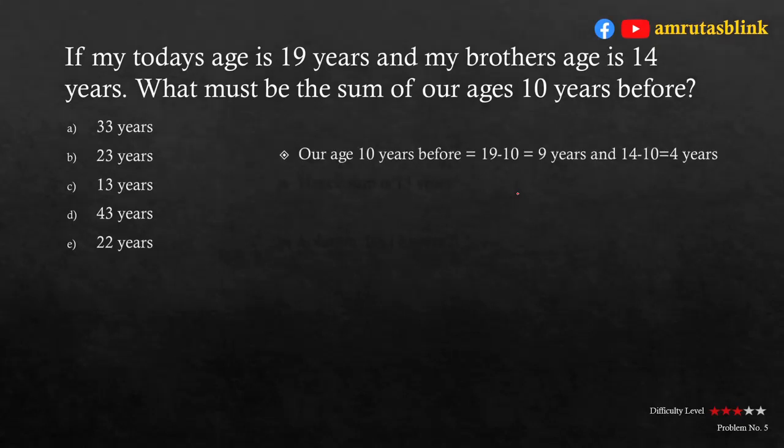Now it's given that my today's age is 19 years and my brother's today's age is 14 years. So 10 years back, what must be my age? My age would be 19 minus 10, that is 9 years, and my brother's age must be 14 minus 10, that is 4 years. So 10 years before, the sum of our ages would be 9 plus 4, that is 13 years, and hence it is answer option C, 13 years.